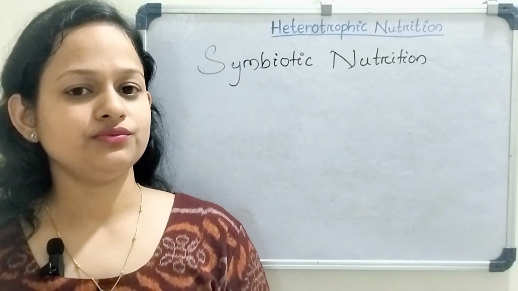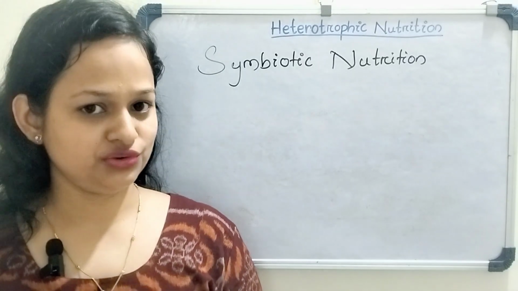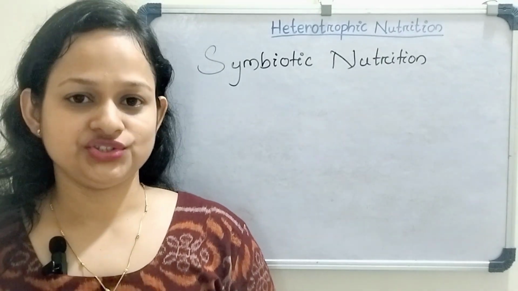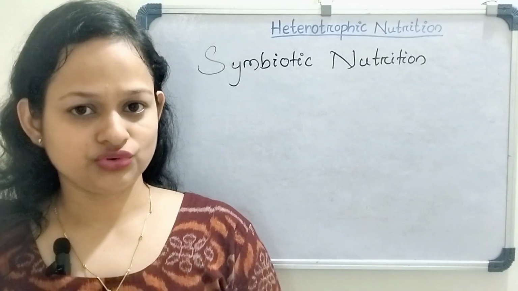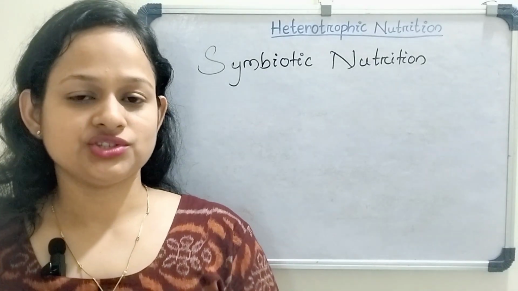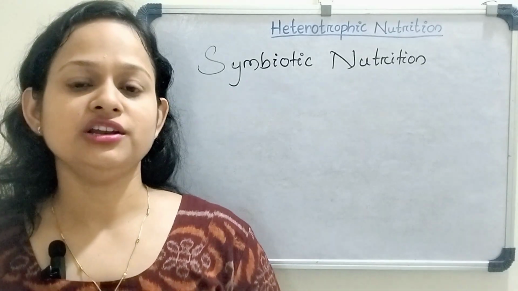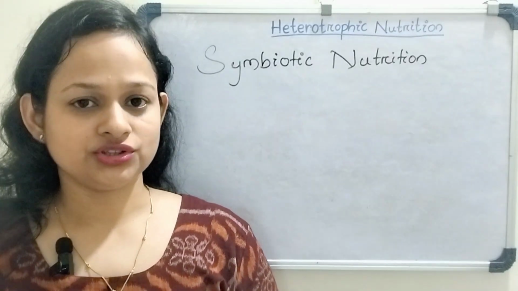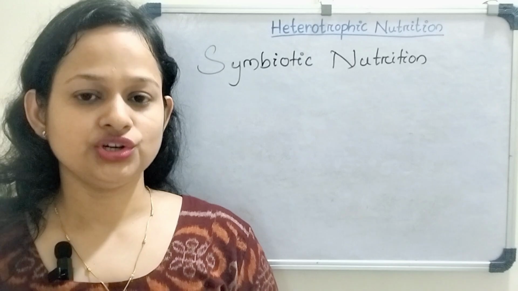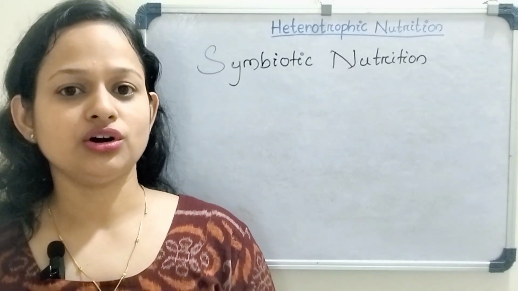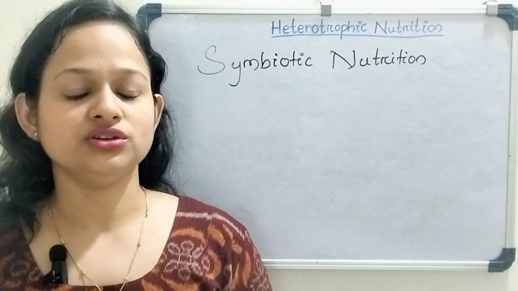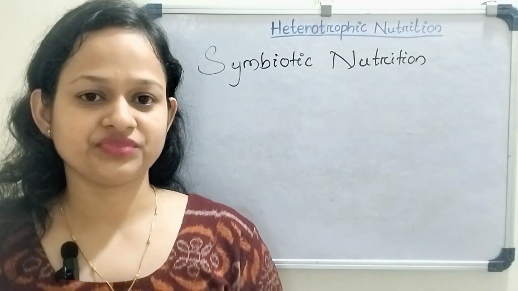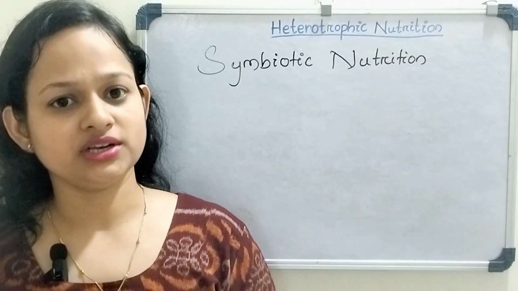Besides these three types of nutrition, there is an additional type of nutrition, that is symbiotic nutrition. In symbiotic nutrition, certain bacteria and protozoans live as symbionts in the alimentary canal of cattle, horses, sheep, and help in the digestion of cellulose. This type of relation is known as a symbiotic relationship.